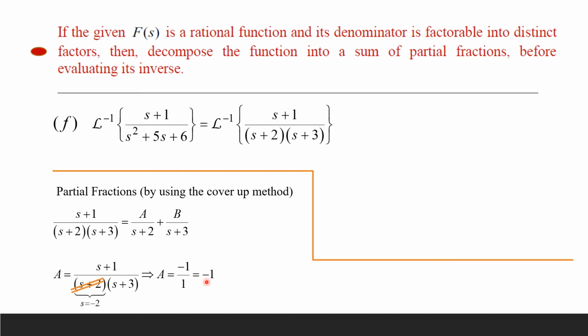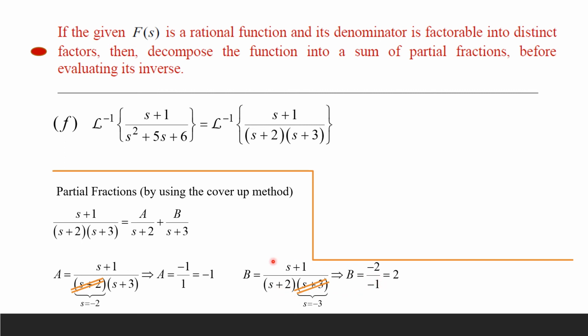We apply the same approach to find B. Write down the same expression as on the left. By using the cover-up method, since B is above s plus 3, we need to cover s plus 3. When we cover s plus 3, we are implying that this factor is assumed to be 0. So if s plus 3 is equal to 0, that means s equals negative 3. Substitute negative 3 into the s which is not covered. Negative 3 plus 1 gives negative 2. Negative 3 plus 2 gives negative 1. That means B is equal to 2.